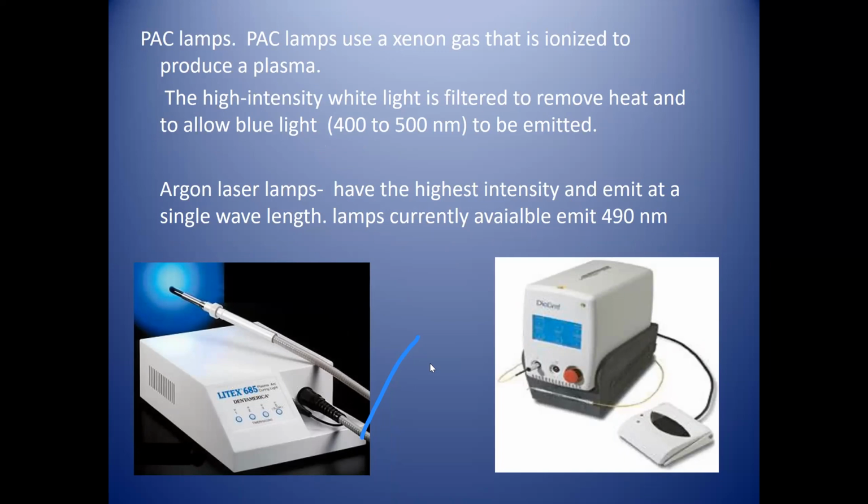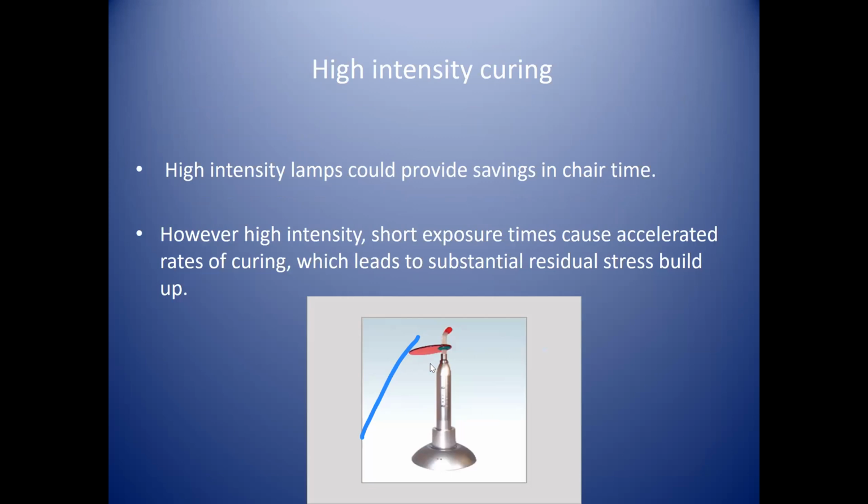Then we have argon laser lamps, which have high intensity and emit at a single wavelength. We know lasers emit only a single wavelength, so it is very specific and is used to emit light at 490 nanometers. Then we have high intensity curing lights, which allow immediate curing, but the disadvantage is that they cause more shrinkage. It saves chair time, especially in orthodontics. A high intensity curing lamp is more suitable than a low intensity curing lamp, because only the composite buttons need to be cured and fixed onto the teeth, and it has to be done very fast. However, high intensity short-term exposure causes an accelerated rate of curing, which leads to substantial residual stress buildup.